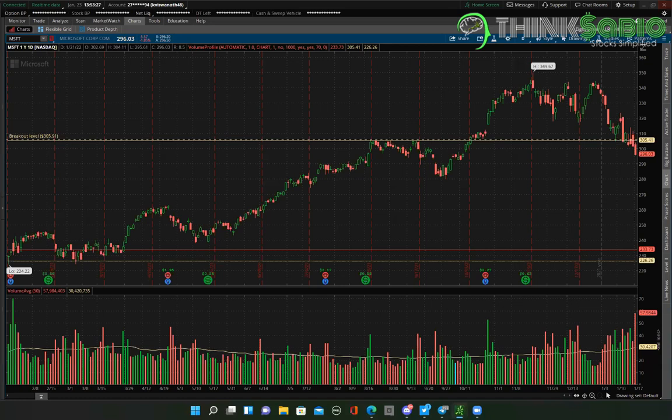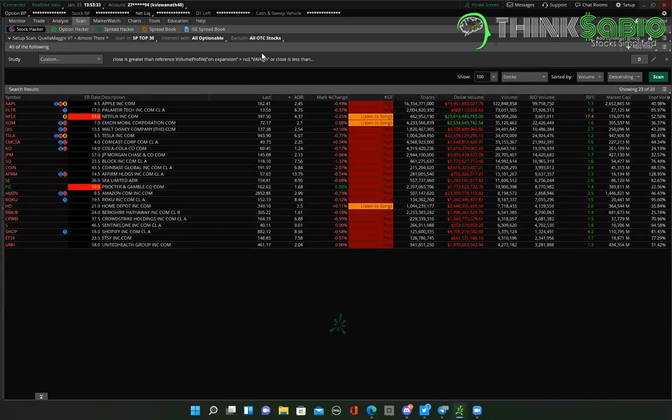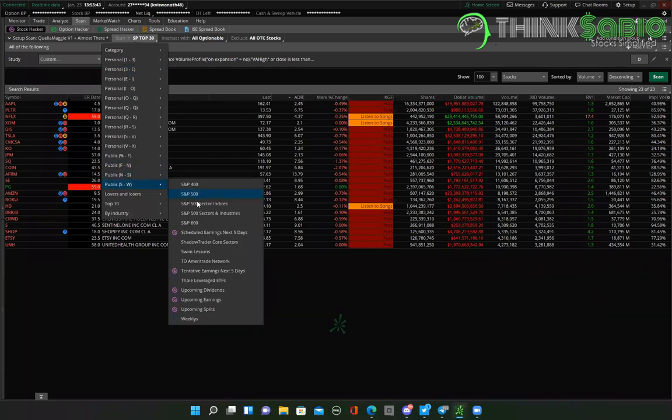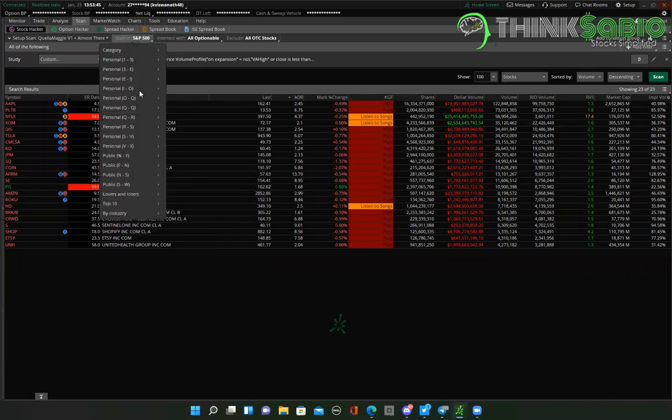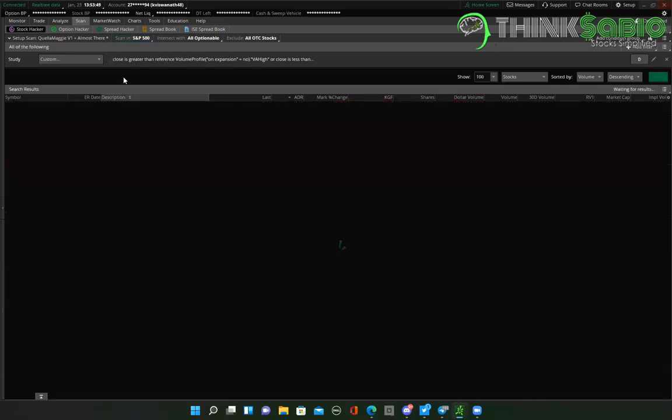Can you please show us how to scan a query for our watch list? You have to go to your scan, and the script is here, and then scan right here. You can pull up a watch list from here, select any watch list that you want, personal or public, and then hit scan. It will scan that particular watch list.